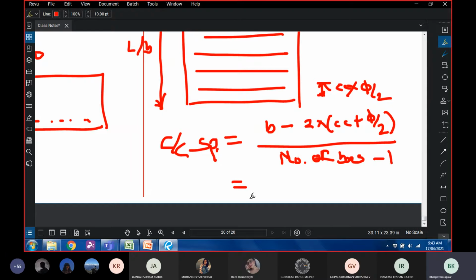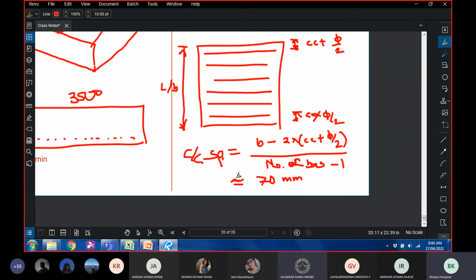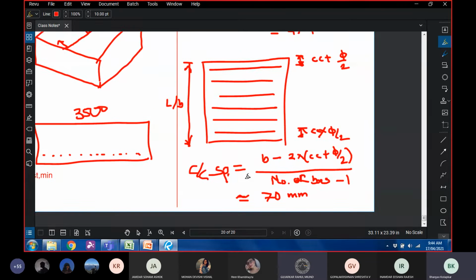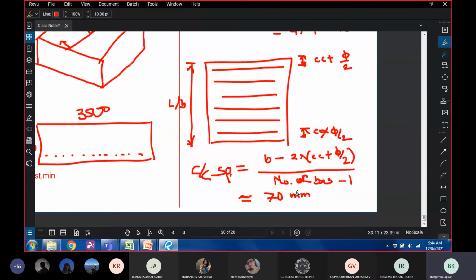So please just plug in the values. B is 3500 minus 2 times clear cover 75 plus bar diameter by 2 which is 10. Number of bars is 48, 48 minus 1 is 47. So the spacing is approximately equal to 70 mm. 70.85 after calculation, yes, correct. Very good, fast calculation. So this is 70 mm, and that is the spacing that we have provided.